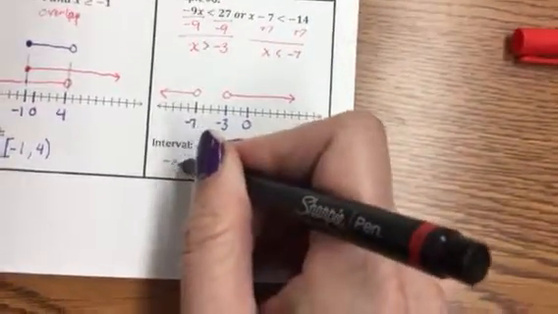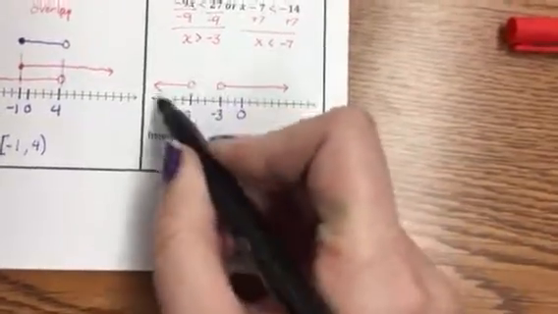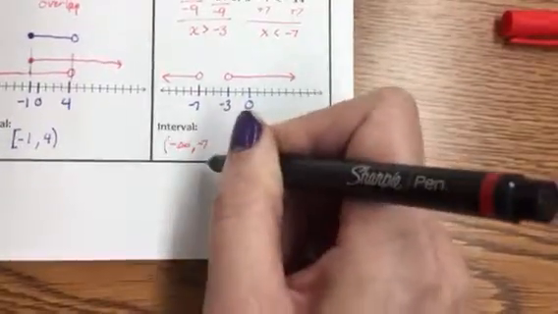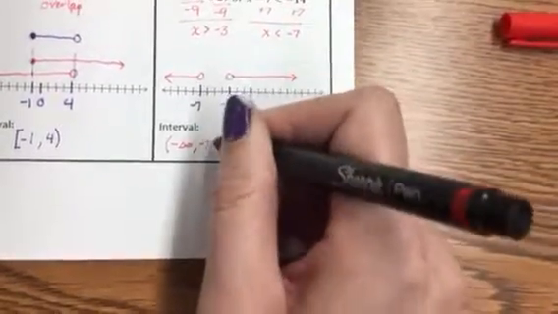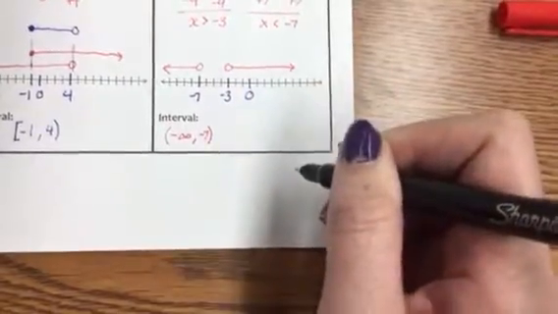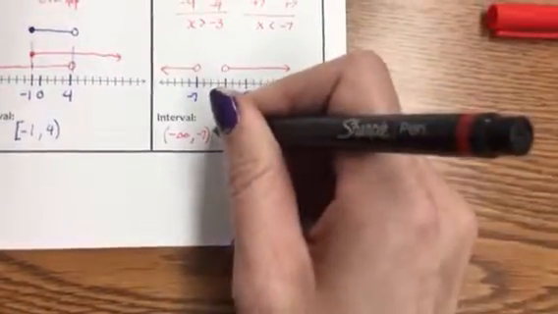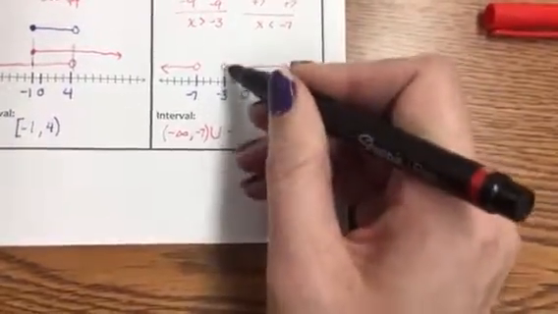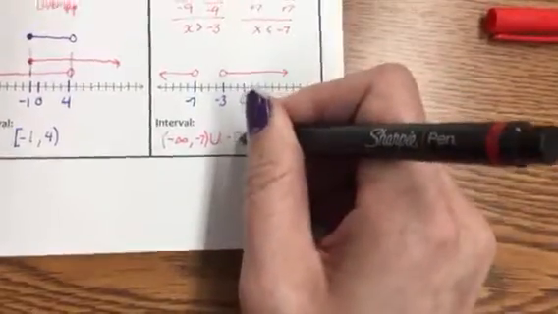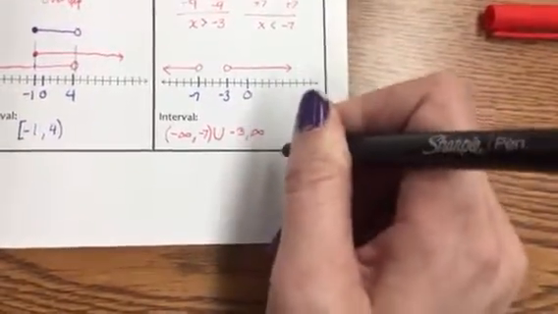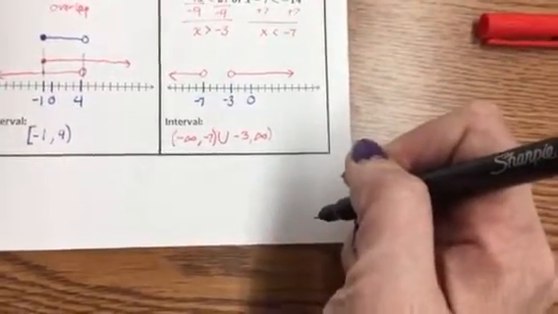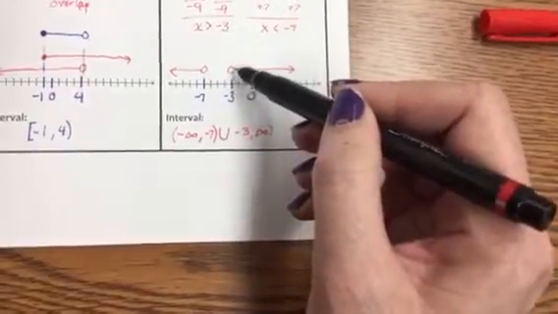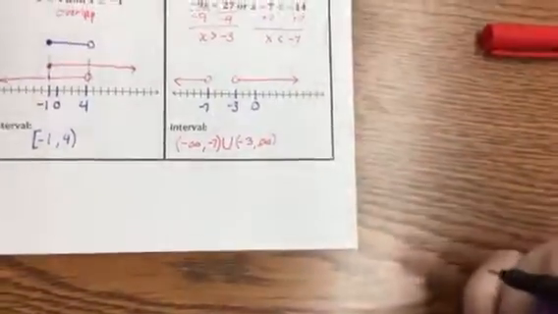Least is -infinity, comma, where does this little part stop? At -7. Parentheses for all infinities. -7 has an open circle, so open it with a parenthesis. Going to have two intervals, so we use the U for union. Then the next number that we have is a -3, and then it's going to go towards positive infinity. Infinities always get parentheses. The -3 is no equals. It's an open circle, so opened with a parentheses.